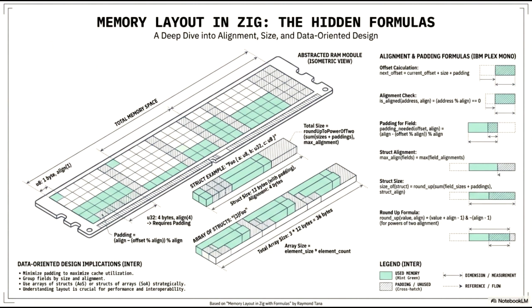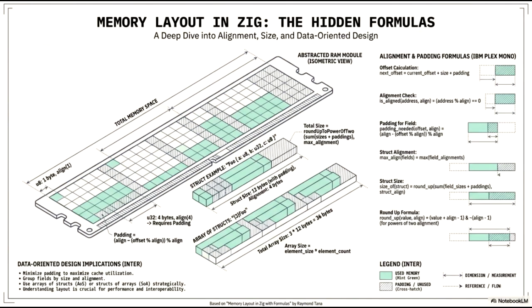As you can see in the array of structs visual, 3 instances of foo result in a total size of 36 bytes. On the right side of the slide, we have outlined the specific mathematical formulas used to calculate these offsets and sizes. These range from standard modulo operations for alignment checks to high-performance bitwise roundup formulas specifically designed for power of 2 alignments. Finally, we must consider the practical implications for data-oriented design.